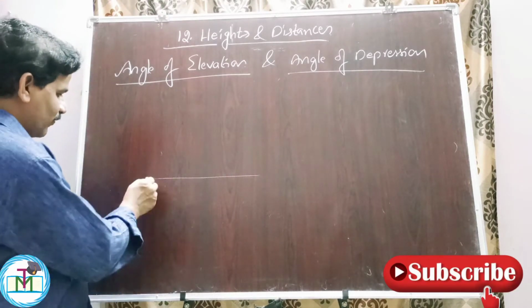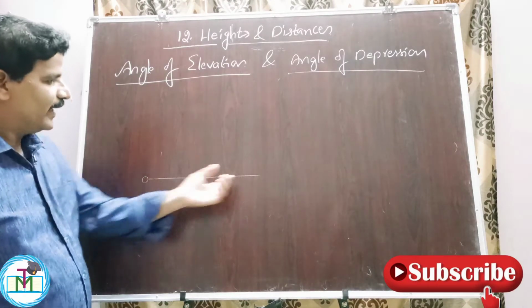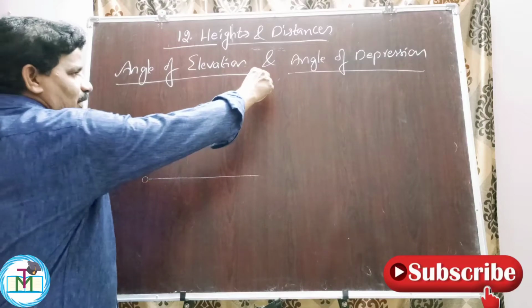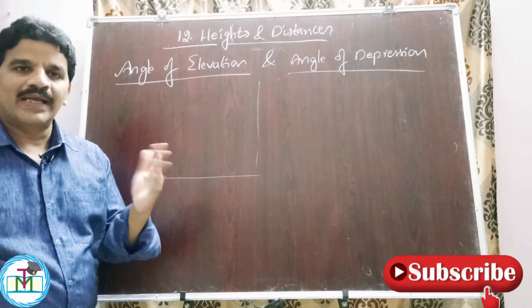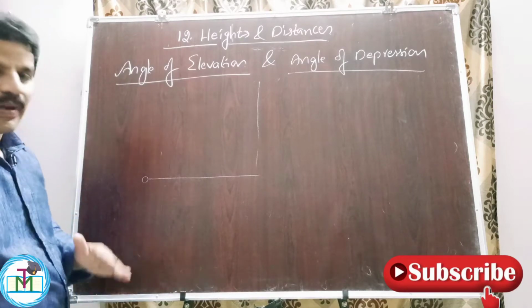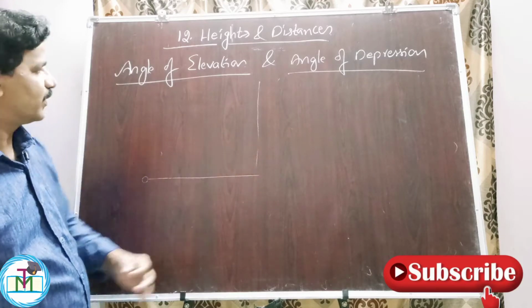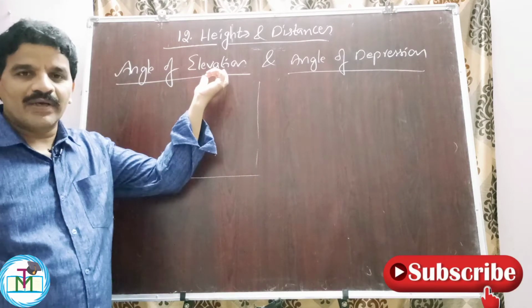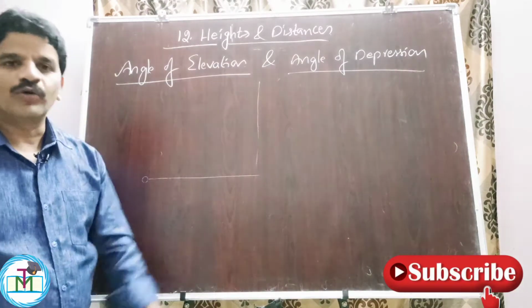So here the observation point is this, from this point we have to observe. This is what object means. Object is like a tree, like a tower, like a ship, like a building, whatever it may be. So horizontal line means a line parallel to earth from the observation point to the object, right? Now angle of elevation means we have to look upward, angle of depression means we have to look downward.